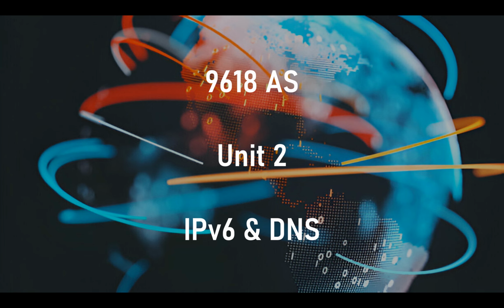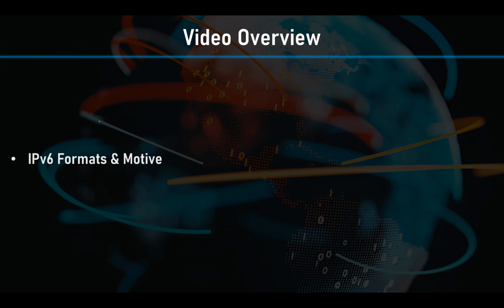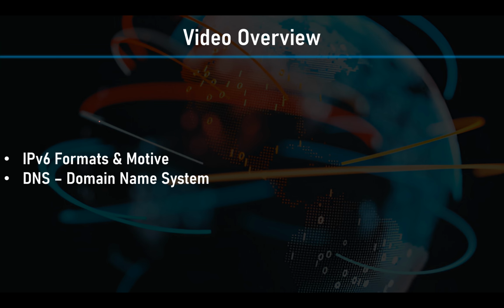Welcome back. So this will be the final new content video in Unit 2, and as you can see today we're going to look at IP version 6 and also DNS, or the domain name system. So a quick overview, we're going to look at the IP version 6 formats and also motives, so why it was created. Then we'll look at DNS, the domain name system, how it works.